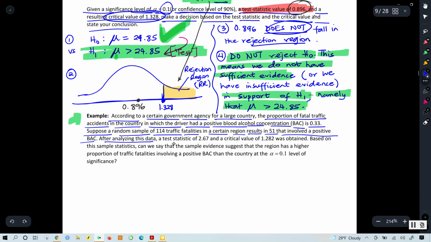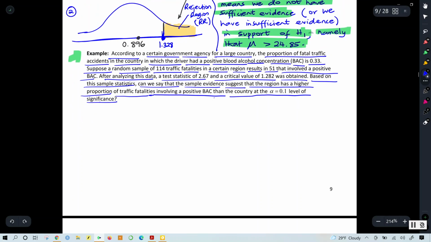After analyzing this data, a test statistic of 2.67 and a critical value of 1.282 was obtained. Based on these sample statistics, can we say that the sample evidence suggests that the region has a higher proportion of traffic fatalities involving a positive BAC than the country at the alpha equals 0.1 level of significance? To answer this problem, step 1 would be to write the null and the alternative hypothesis.